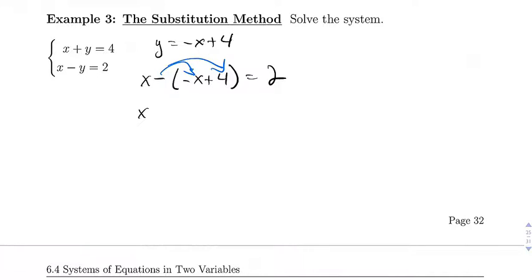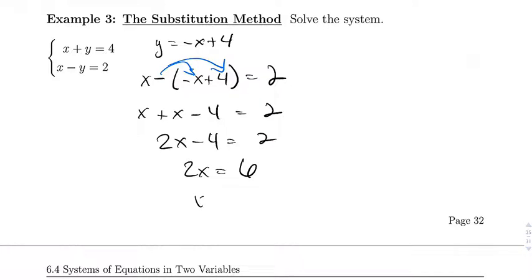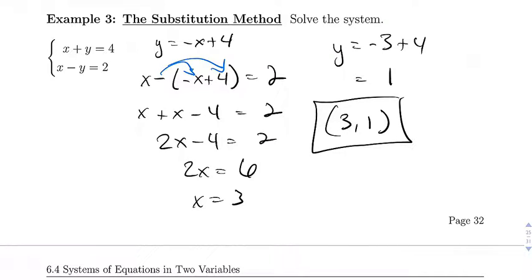So then we'll have x plus x minus 4 equals 2. 2x minus 4 equals 2. 2x equals 6. So then x equals 3. So then if x is 3, we can go and find our y. So then y is going to be negative 3 plus 4, which is 1. So we're saying that the solution should be (3, 1). And if we look at it, 3 plus 1 is 4, and 3 minus 1 is 2. Okay, so that checks out. Makes sense.